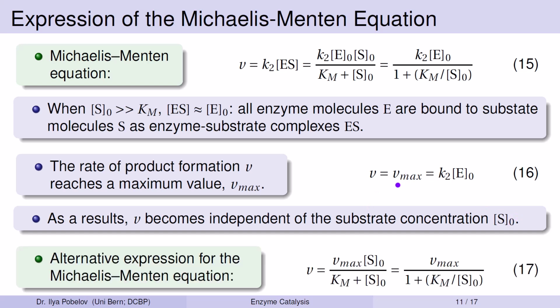Substituting this definition of Vmax into the Michaelis-Menten equation gives the following alternative expression for it. V equals Vmax times the concentration of S0 divided by Km plus the concentration of S0, which equals Vmax divided by 1 plus Km over the concentration of S0.